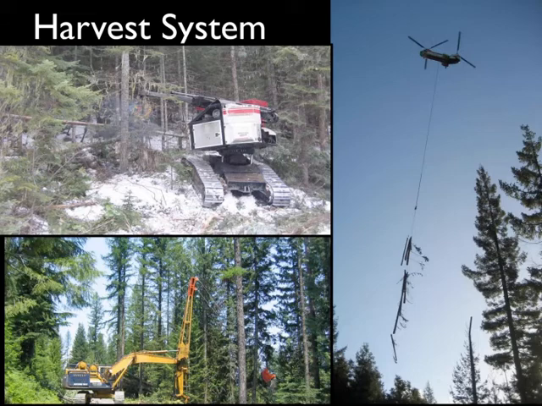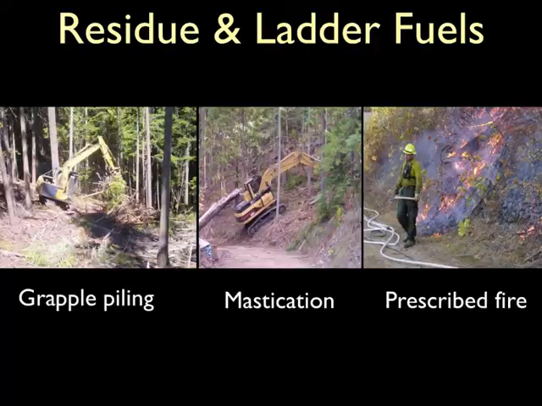In addition, there's the residue or ladder fuels. In other words, for the non-commercial products that we have, we can do a variety of things. We can actually remove them off the site at the time of the harvesting of the commercial products. We can do grapple piling and burning. We can masticate, or we can use prescribed fire. But in each one of those, these take additional costs that may be incurred in addition to the harvested material.